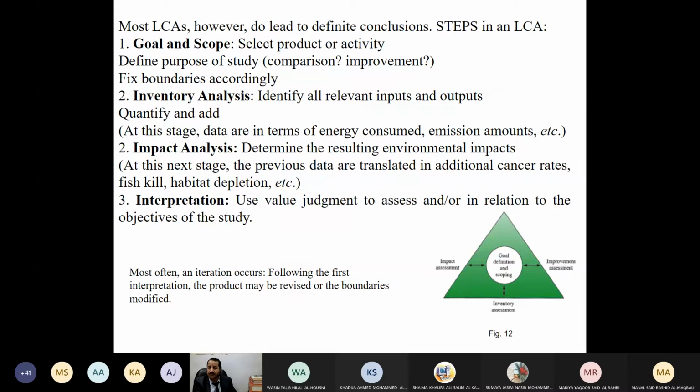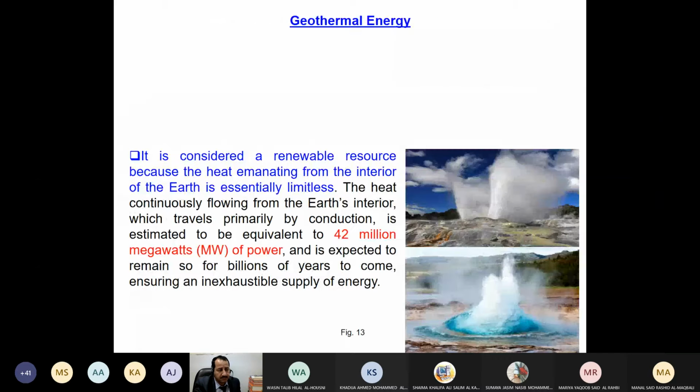Then identify the input and output. What is your input? You start with it, and what is the output you are going to end with. Then check the impact, analyze the impact in each stage of the project. And then you do assessment and judgment at the end. These are just tips you can follow in general. Otherwise, for each project, there is a different case and you have different assumptions.